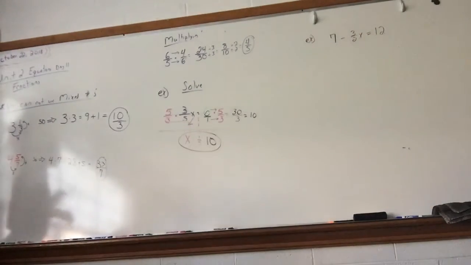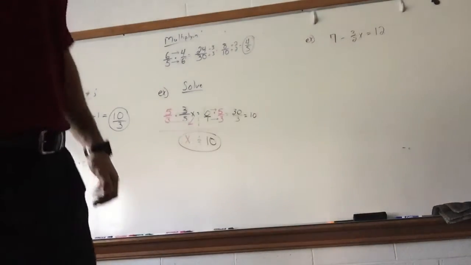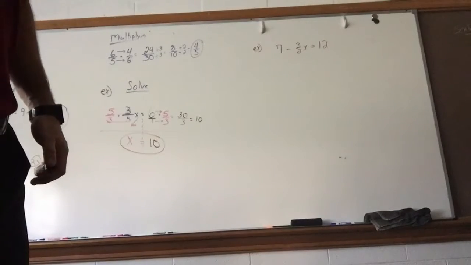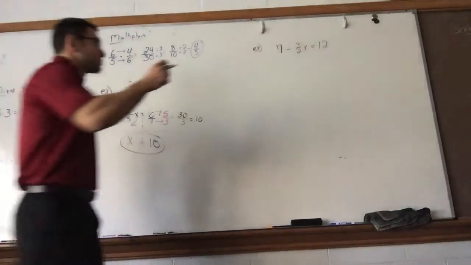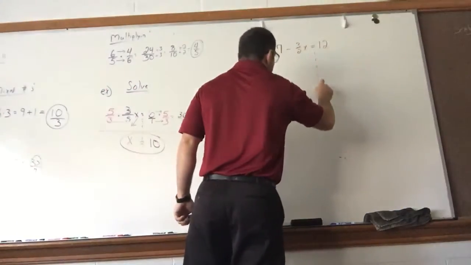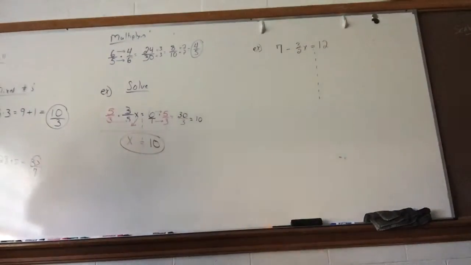Now we're getting a little bit trickier. We're now up to a 2-step equation with a fraction. Still not hard. Find your balance point. Remember, the goal of any equation is to isolate the variable.